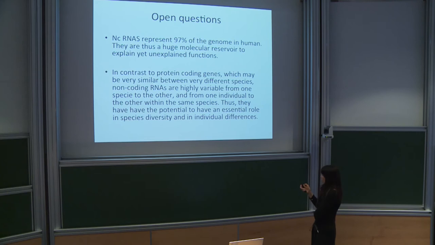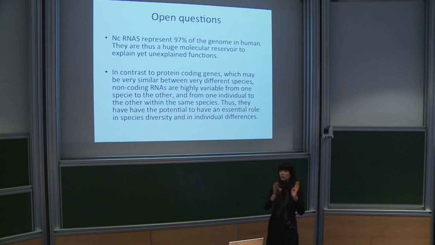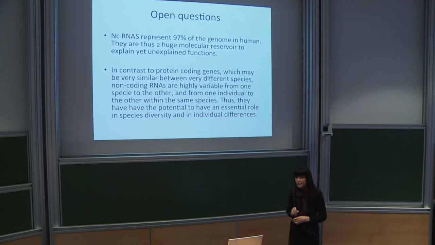Also, and that's exactly the point of the discussion, in contrast to protein-coding genes, which may be very similar between the different species, non-coding RNAs are highly variable. They are not subject to constraint from one species to the other and from one individual to the other within the same species. They have the potential to play an essential role in the differences between species and in the differences between individuals within a species.